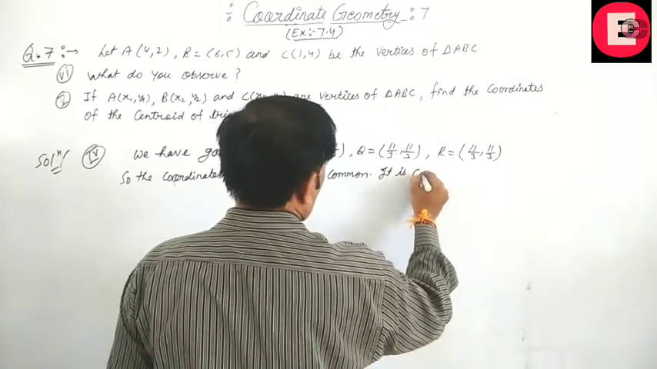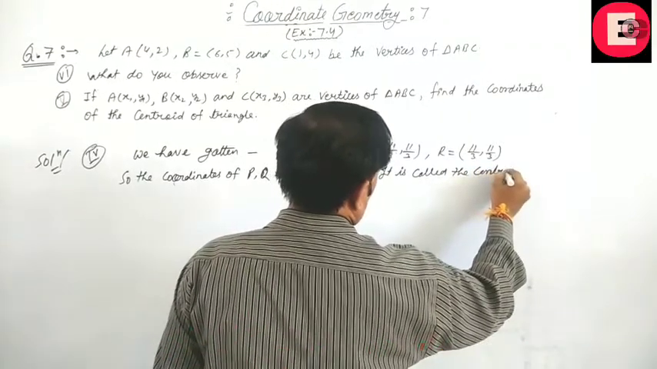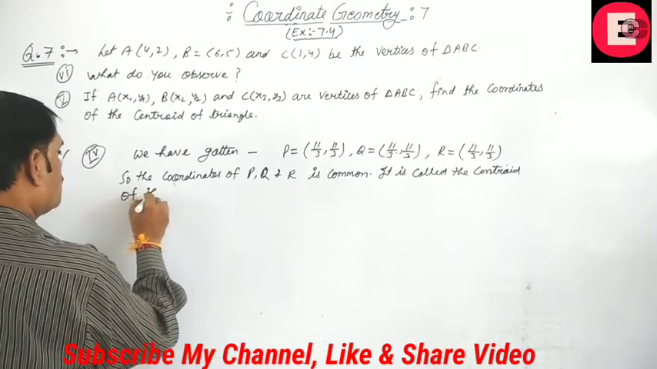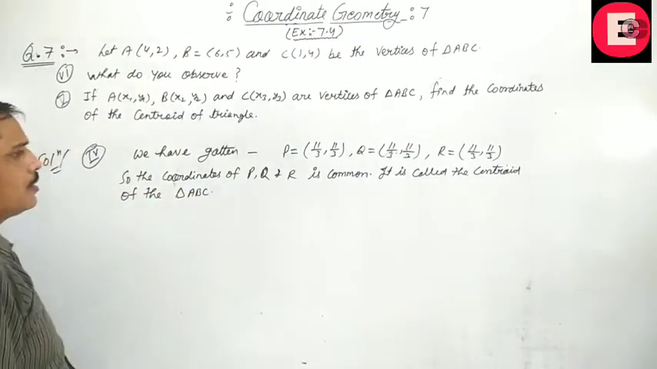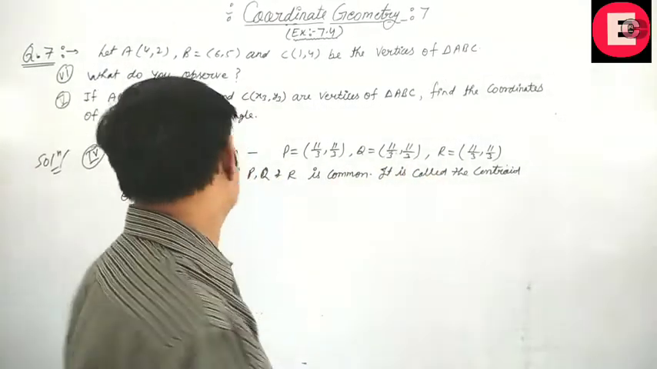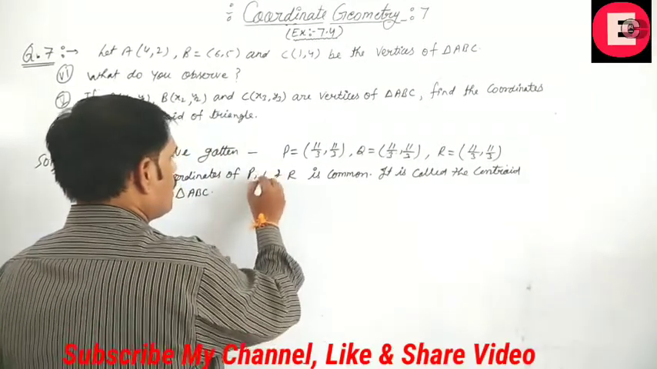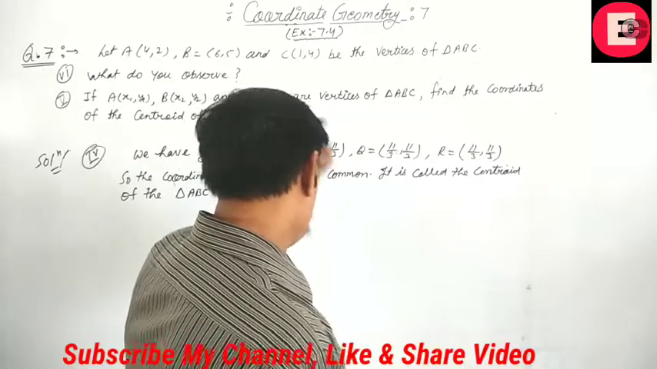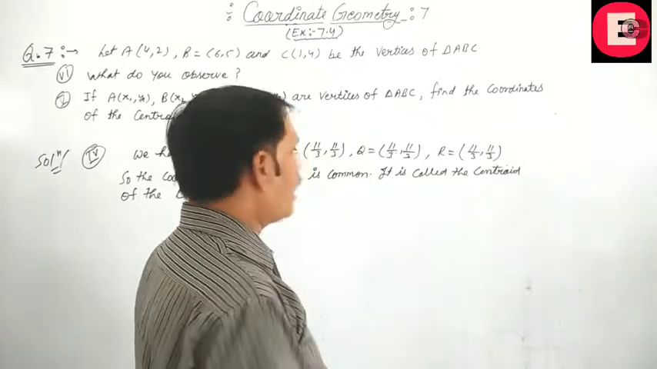It is called the centroid of the triangle ABC. Clear? Here P, Q and R. So the coordinate of PQR is common. It is called the centroid of the triangle because of the common coordinate of PQR.